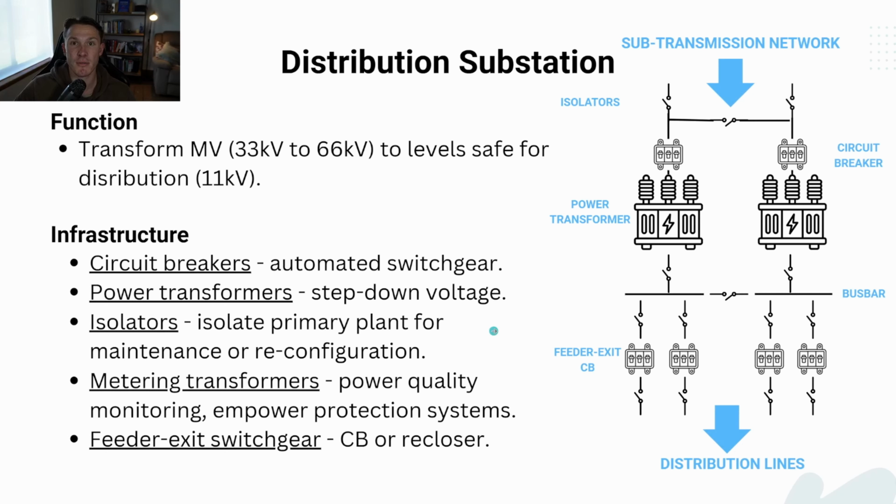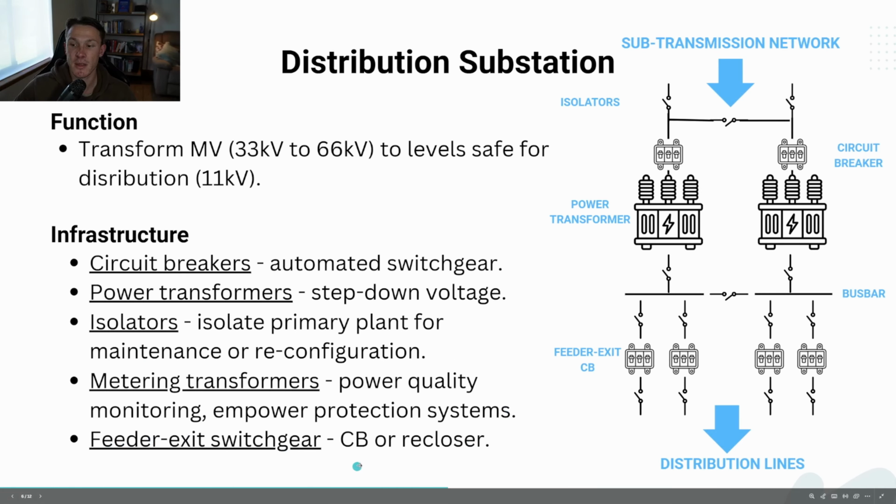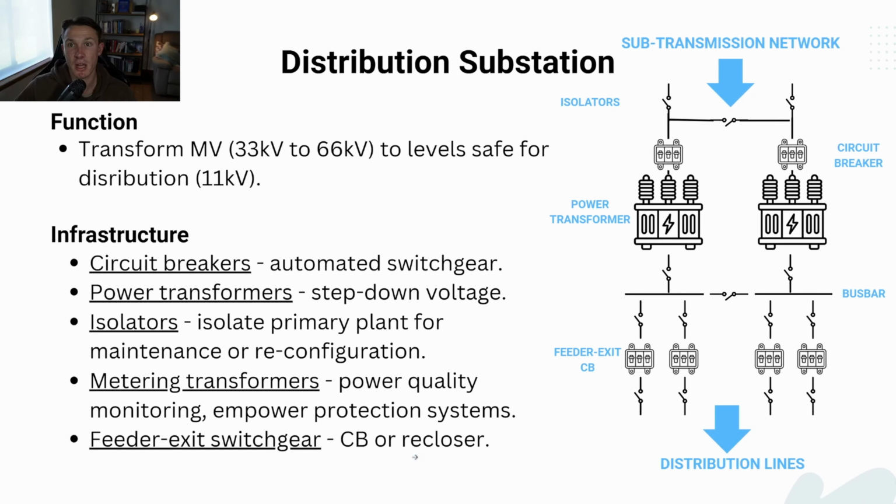Metering transformers are fundamentally responsible for power quality monitoring, allowing us to see readings and analysis of the substation from remote interfaces, as well as to empower the protection systems to operate. Protection can't operate on primary current and voltage. It requires a much lower grade signal in order to get those granular readings and operate appropriately. That's where your current and voltage transformers come into play. And then last but not least, the feeder exit switchgear. This can be a circuit breaker, or more commonly in the country, a recloser, which is also remotely controllable as well as operable by protection devices, which is very important for protecting our distribution lines or feeders.